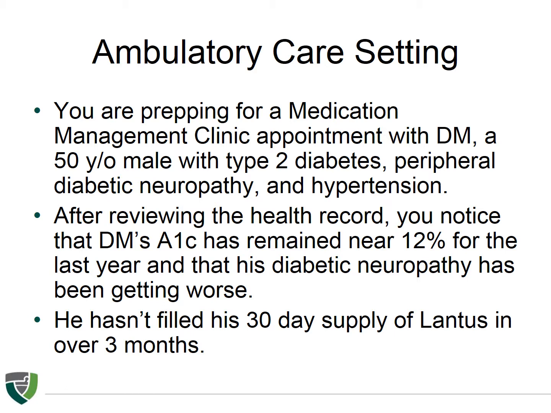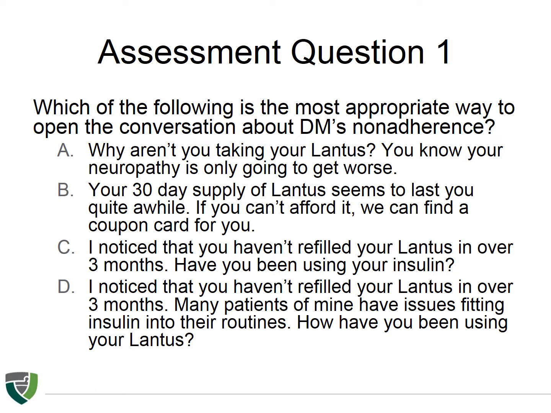You also look at his refill history because you have access to his refill records, and you realize that he hasn't filled his 30-day supply of Lantus in over 3 months. Now, we've already gone over a couple of cases, so rather than tell the audience what the most appropriate way to open the conversation would be, I thought this would be a good assessment question. Which of the following is the most appropriate way to open the conversation about DM's non-adherence?